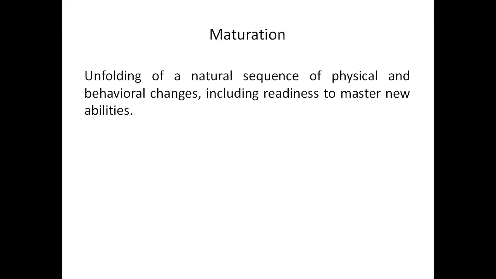Many typical changes of infancy and early childhood seem to be tied to maturation of the body and brain. Maturation is the unfolding of a natural sequence of physical changes and behavior patterns, including readiness to master new abilities such as walking and talking. As children grow into adolescence and then adulthood, differences in innate characteristics and life experience play a greater role. Even in processes that all people go through, rates and timings of development vary.